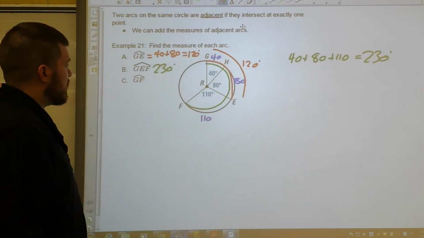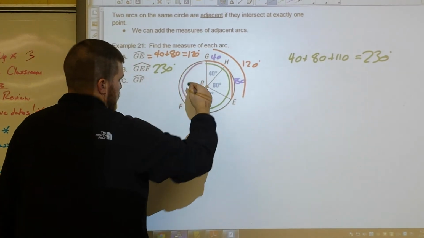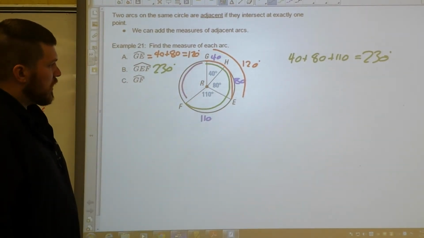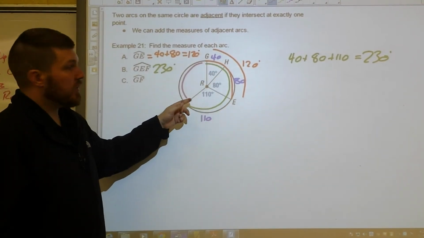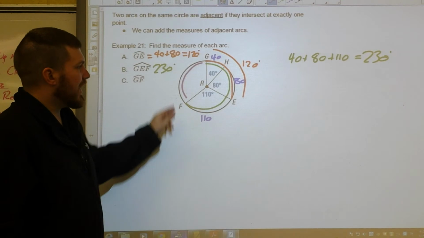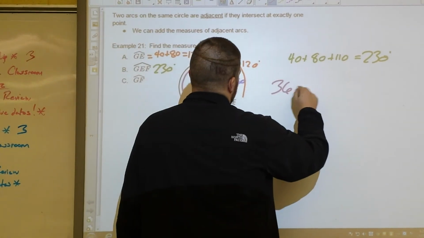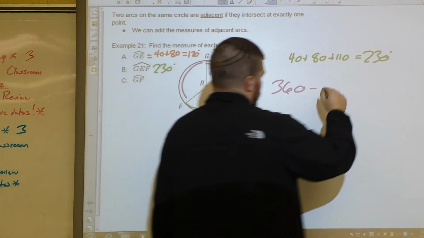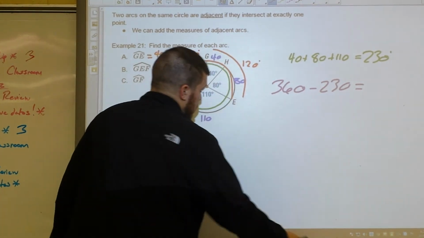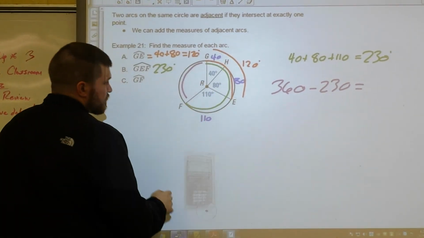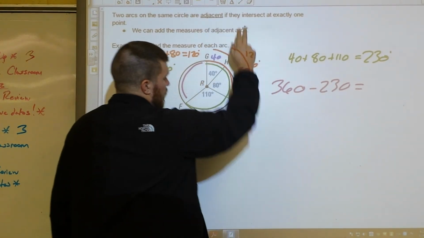And if I want to find the measure of arc GF, let's do that in purple. So I want to find from here to here. All right, well, I already know that the green arc is 230. I found that in the previous problem. And I know that the entire circle is 360. So what I want to do is say 360 minus the piece I already know, which was 230. And that's going to give me the piece that I need. Okay, so again, I'm just going to use calculator here. Should be pretty easy. Which is 130.